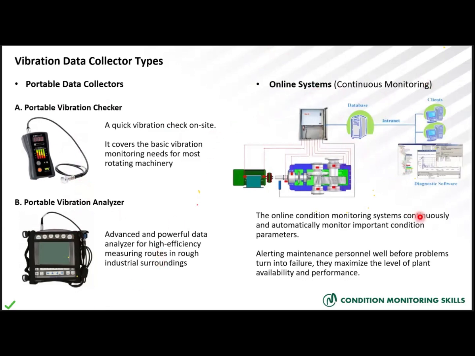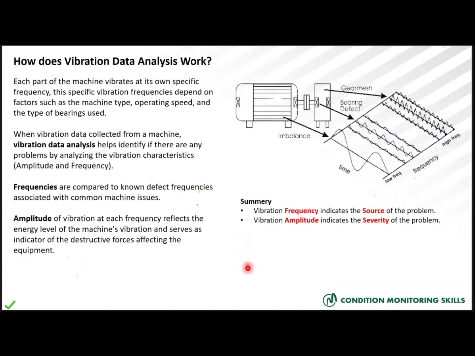The online system is installed on any critical machinery. The online condition monitoring system continuously and automatically monitors the important condition parameters of the machine. And it usually gives you alerts before the problem turns into a failure or a big problem takes place. So very simply, how does vibration data analysis work?